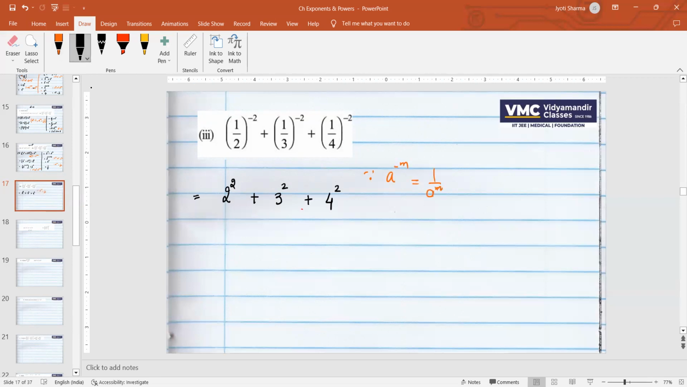This type of question comes when the teacher wants to make a little twist in a question. So this is 2 square, which is 4, 3 square 9, 4 square 16, 16 plus 9 is 25, 25 and 4 is 29.